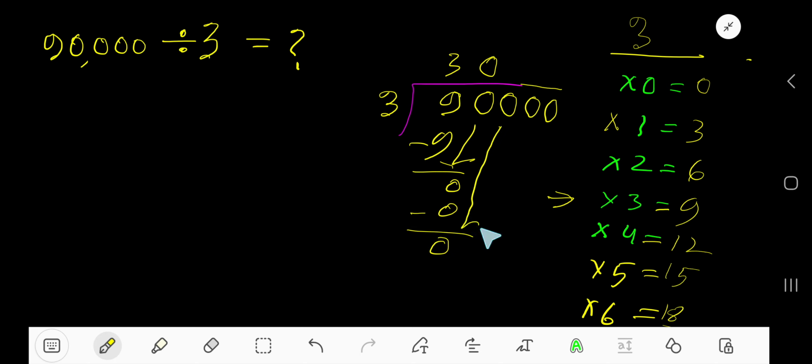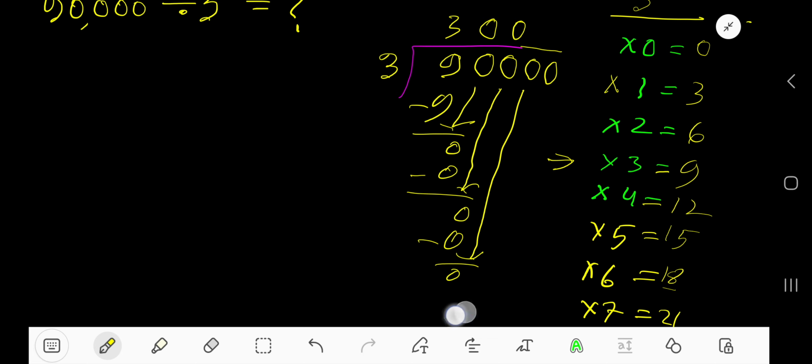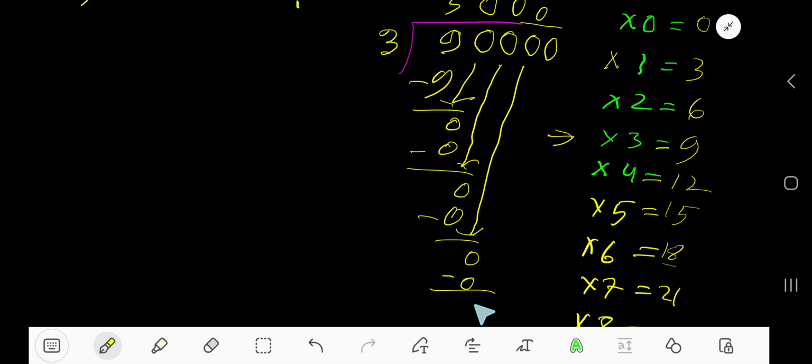Bring down this 0. Again 0, 0 means 0. 3 goes into 0, 0 times. 0 times 3, 0. Subtract, 0. Bring down this 0. 3 goes into this 0, 0 times. So 0 times 3, 0. Subtract, you are getting 0.